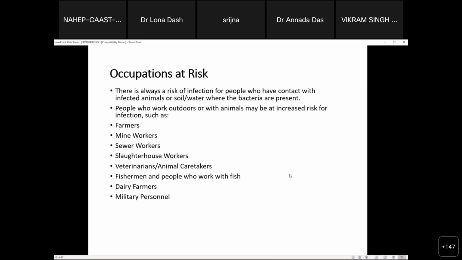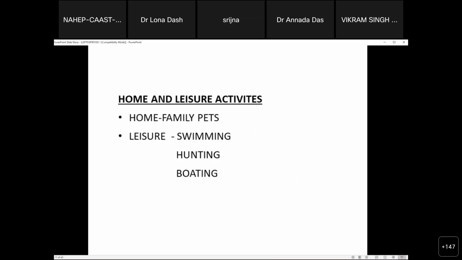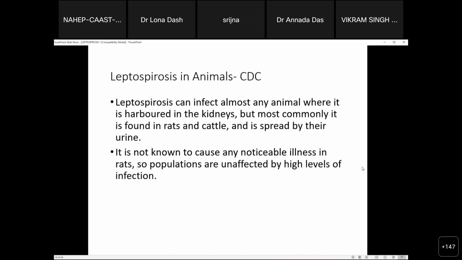As I told you, certain occupations are more at risk, especially those who come in contact with infected animals or soil or water where the bacteria is present, and those who work outdoors with animals. Coming to leptospirosis in animals, it can infect almost any animal, where it is harbored in the kidneys. But most commonly it is found in rats, cattle and cows and is spread by urine. It is not known to cause any obvious symptoms, so the populations are unaffected by levels of infection.